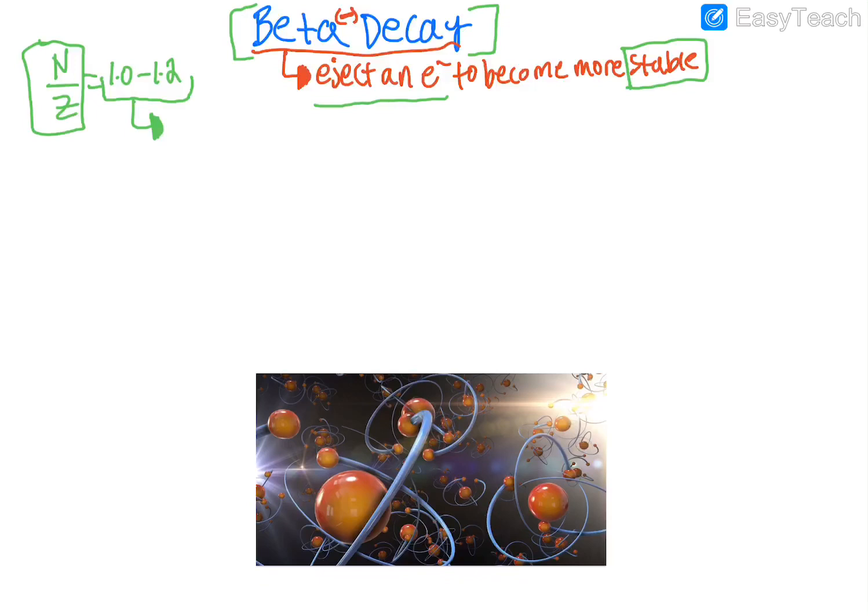Now you're probably wondering, what determines if the nucleus of an atom is stable or not? Well, most of the time, if you calculate the neutron to proton ratio of an atom's nucleus, and that ratio is in the range of 1 to 1.2, then that atom's nucleus is stable and most likely will not undergo radioactive decay.